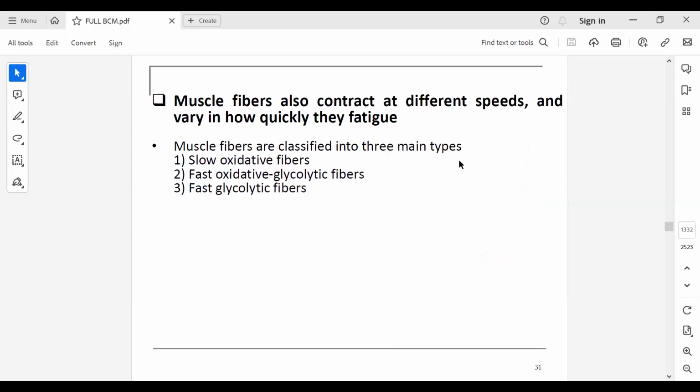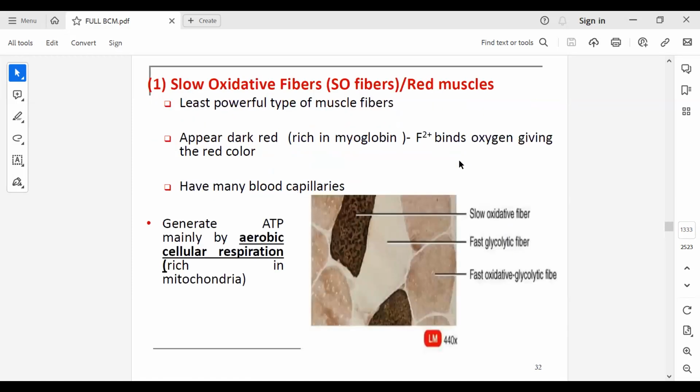So again, types of muscle fibers, this is the important part. We have different types of muscle fibers: the slow oxidative fibers, fast oxidative glycolytic fibers, and fast glycolytic fibers. The slow oxidative fibers, also known as red muscles, are the least powerful muscles and appear dark because they have a lot of myoglobin, have many blood capillaries, and this is where you'll be doing a lot of aerobic cellular respiration.